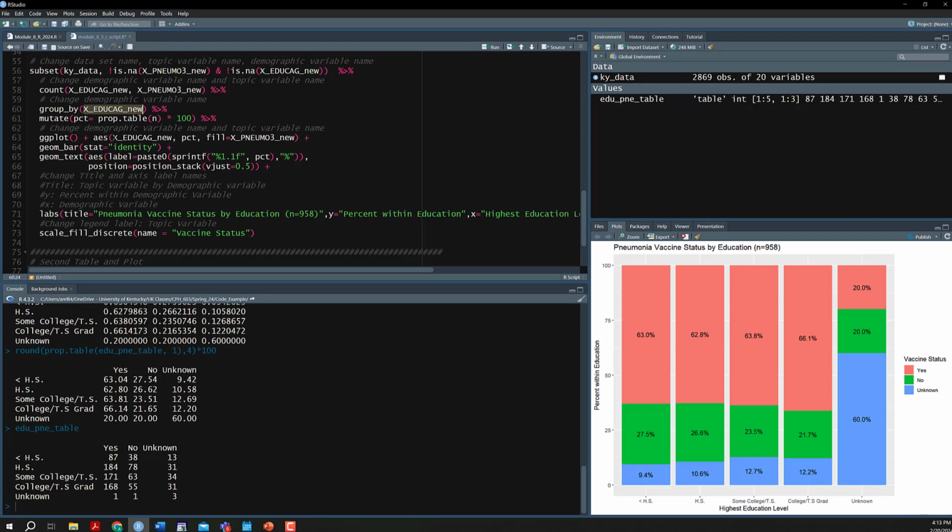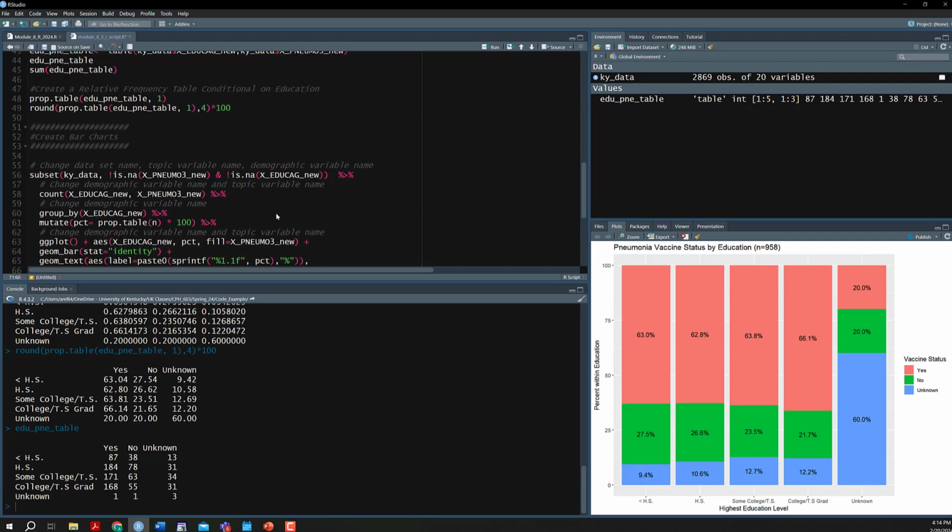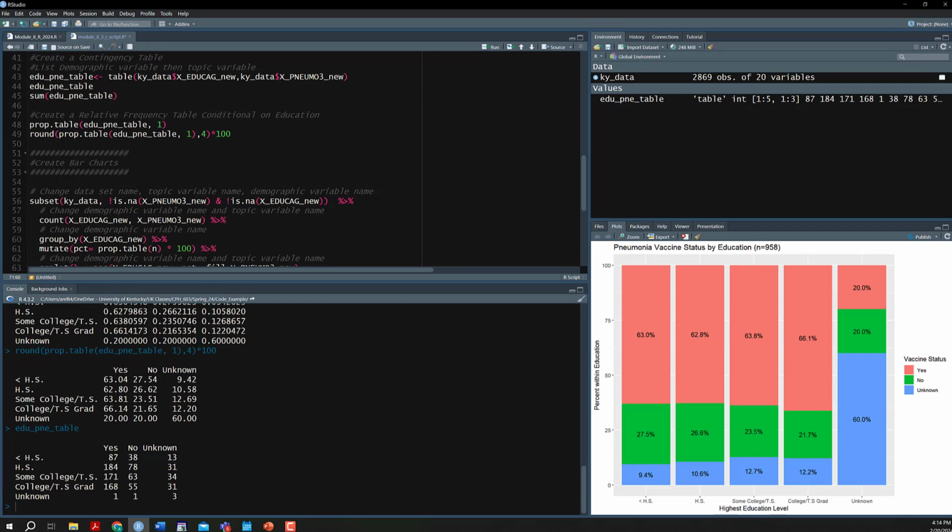Here, you'll change the demographic variable and then the topic variable. So I've got them in order for you. You're not going to make any changes here. On this line, you're going to make 3 different changes. You'll change the title to be something that's useful. And so here you're going to have your topic variable by demographic variable. And the value here, the total number of observations used to make the plot, that's what we used that line of code up earlier for, where we looked at the sum of the contingency table.